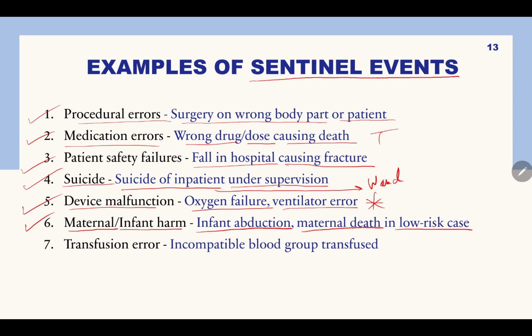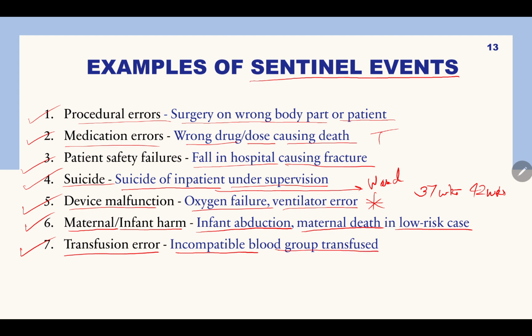But a maternal death in a low risk case, like not a primary, but a mother who is delivering for the second time, has no problem and has delivered a normal baby before, so that mother comes under low risk case. And in fact, the gestational period is between 37 weeks to 42 weeks, so this is a low risk case. Then transfusion error, so incompatible blood group transfused.